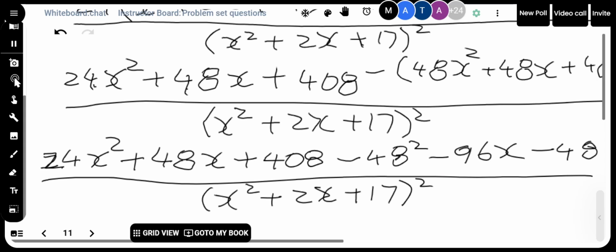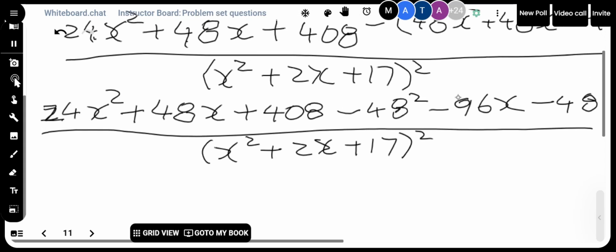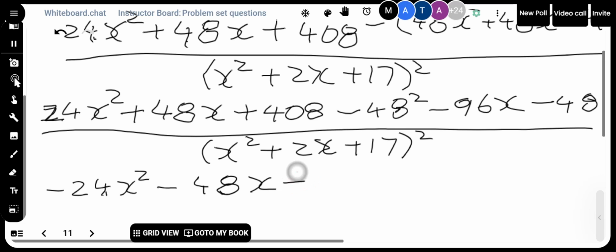Okay, now let's try to tidy up the top. I'm seeing a 24x squared and a minus 48x squared, so I'm thinking that's a minus 24x squared. And I'm seeing a 48x and a minus 96x, and I'm thinking that's probably minus 48x. Double check that for me, please. And then I'm going to have 408 minus 48, which I believe is plus 360.